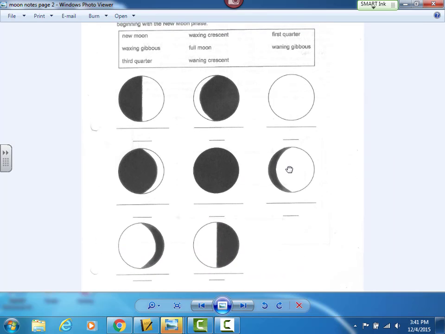So we need to be able to recognize the phases as they are seen from Earth. And this is where that light on the right or light on the left is going to come in really handy. First, let's start with new moon. That's the first phase. When we have a new moon, we can't see the moon. So it's totally dark for us when we have a new moon. That is phase 1.